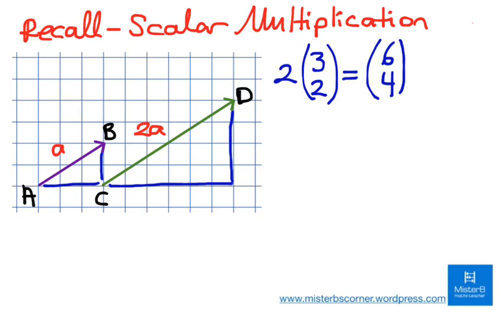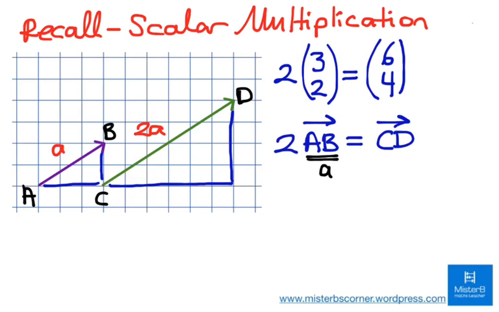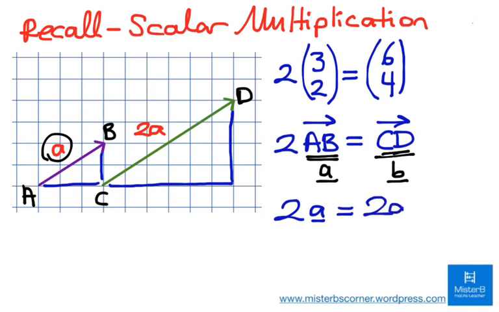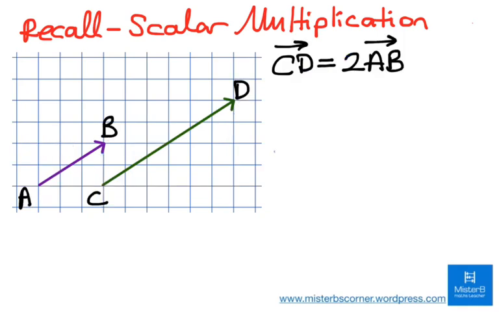From here, what I can write is that 2 times the vector AB is equal to the vector CD. Or, if I substitute AB with its magnitude A and CD with its magnitude B, then I can write 2 times A is actually 2A, right? It's obvious here. I multiply this by 2, I get this one.